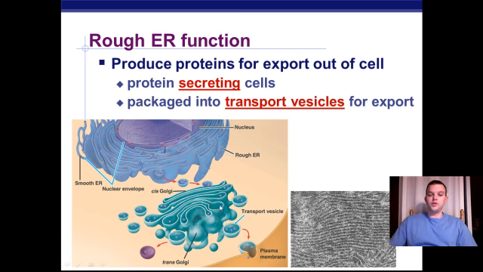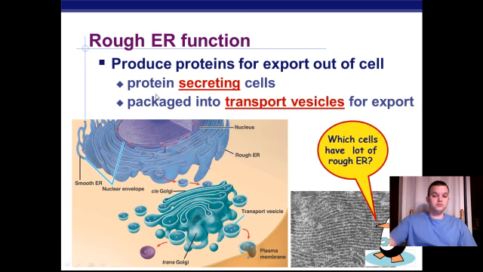Things will then happen in the Golgi to make it so that it can be transported elsewhere inside the cell. So the rough ER helps to primarily make protein-secreting cells, and then these can be made into vesicles that can then be used for transporting it to other locations.